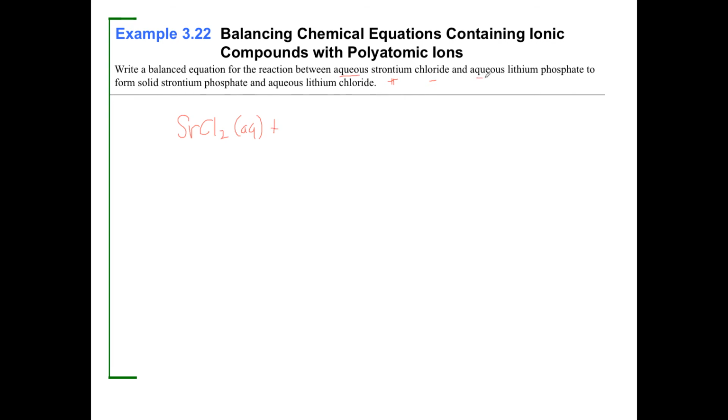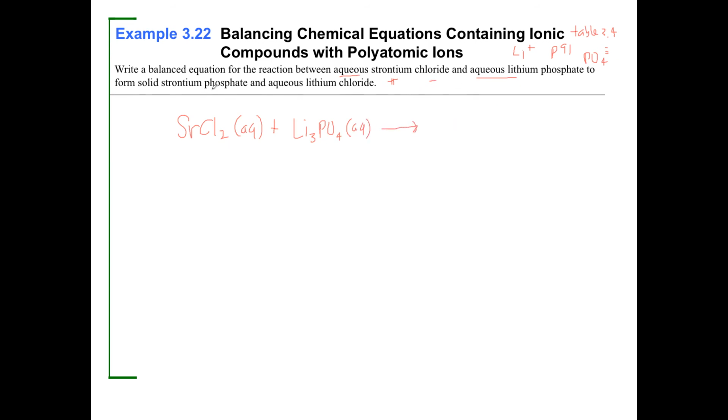Plus aqueous lithium phosphate. So I look up phosphate. This is on page, I think, 91. There's a table, table 3.4. You've got to know this table, table 3.4. And we find that phosphate is PO4 with 3 minuses. And lithium is in column 1, so it's lithium plus 1. So lithium phosphate is going to be Li3PO4. Okay, that's going to be the compound. It's aqueous.